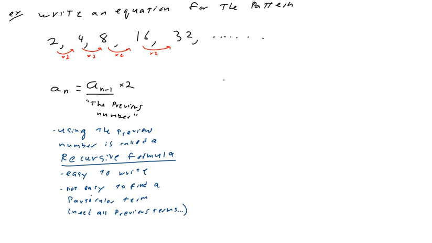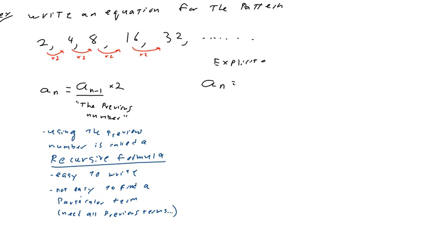So there's another way we can do it. And it's the kind of formula we had last time. We can use another kind of equation called an explicit formula. And these are a little trickier to figure out. But they give us all the numbers we need.